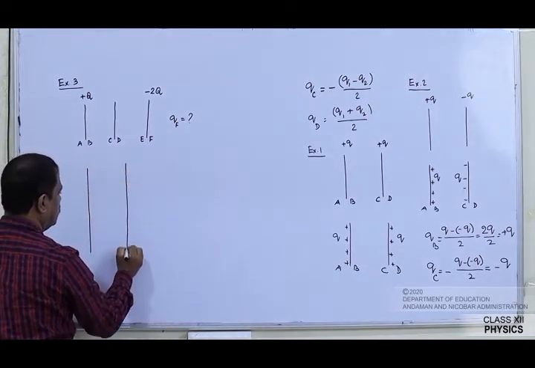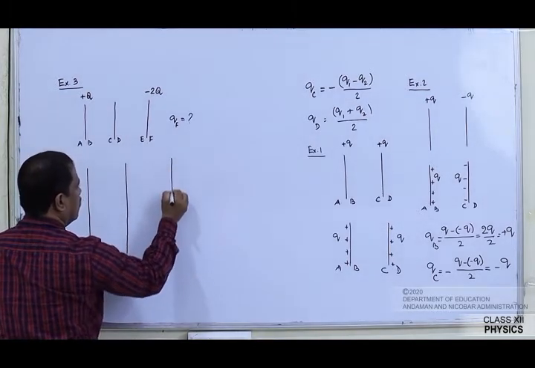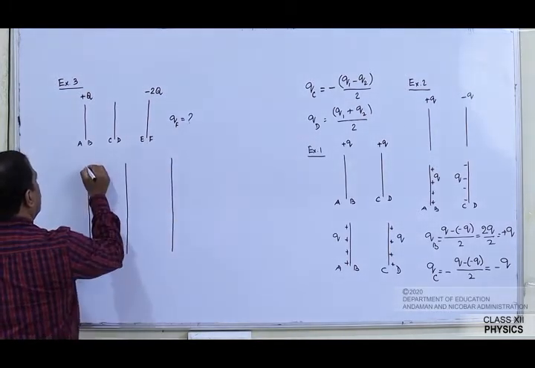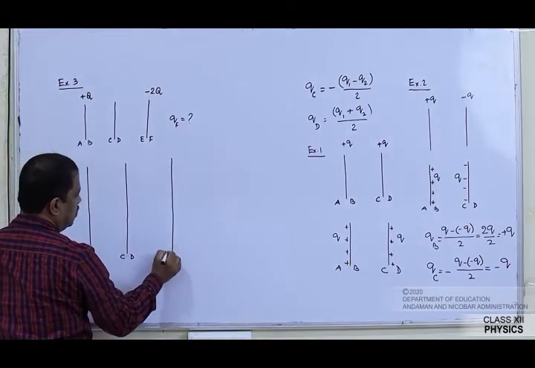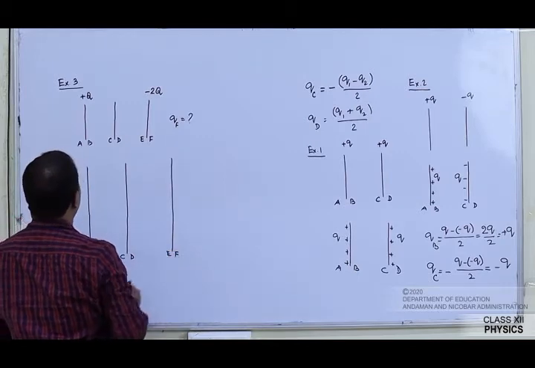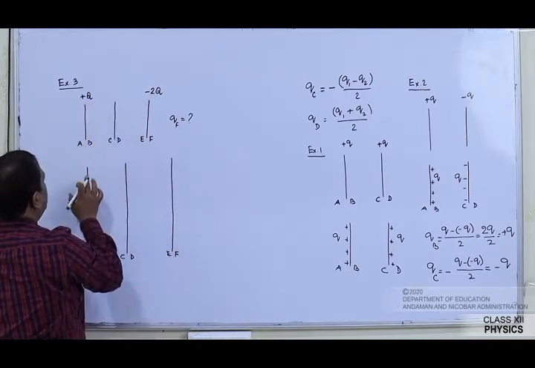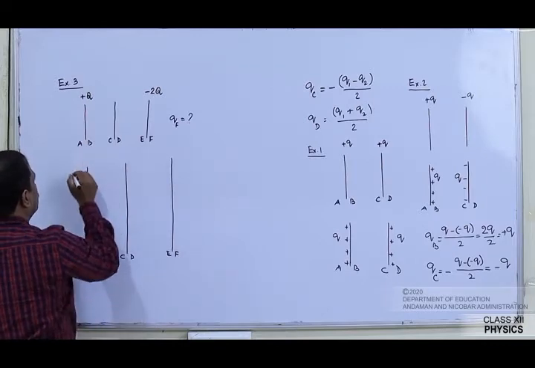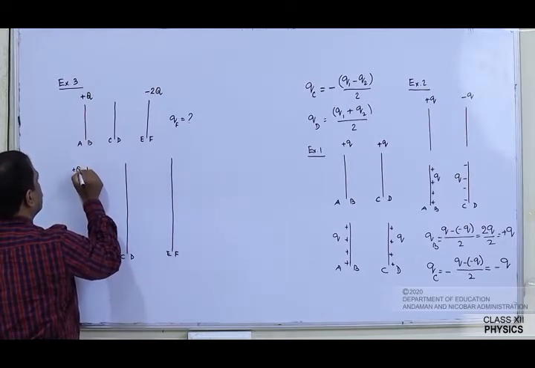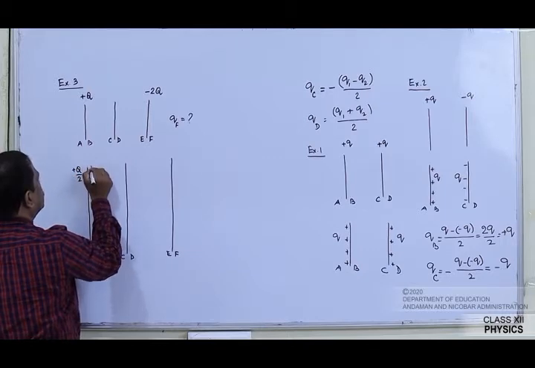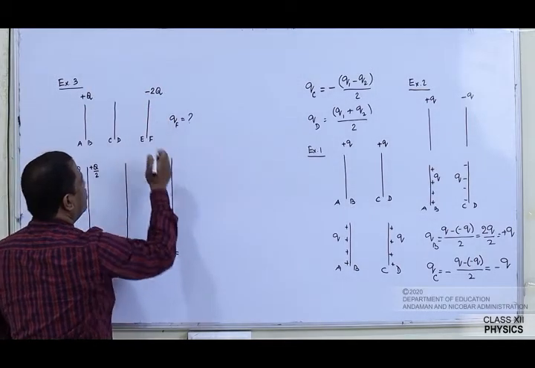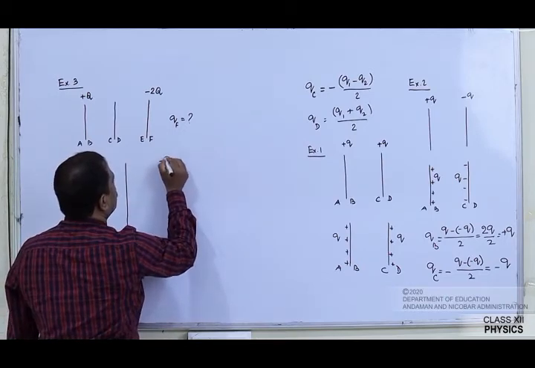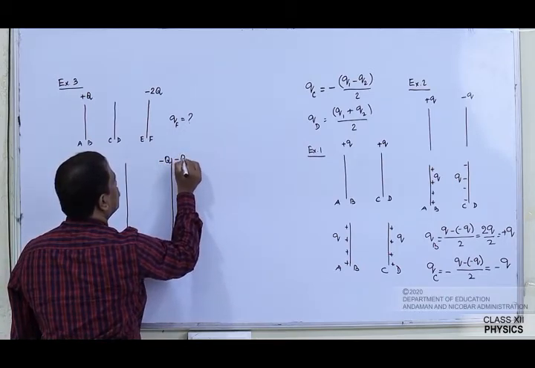I am enlarging the diagram this way. Now A, B, C, D, E, F. Now this Q will be divided equally on both sides. So I say here it is plus Q by 2, and this way it is plus q by 2. This minus 2q charge will be equally divided on both sides, so it will be minus q here and minus q this way.